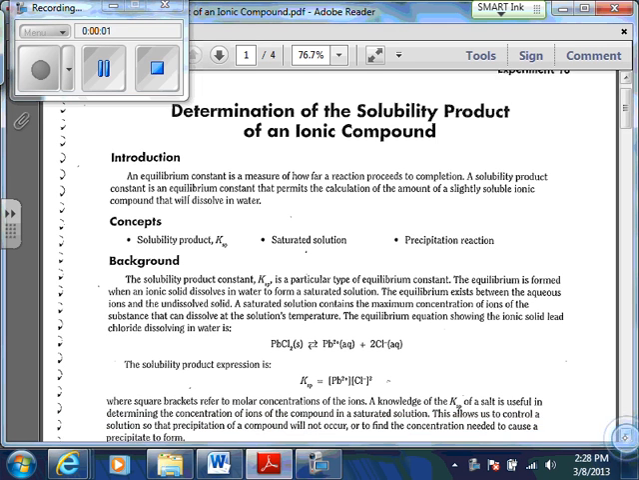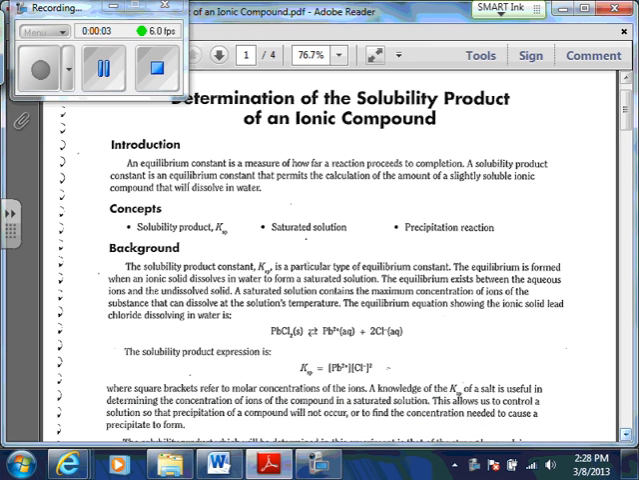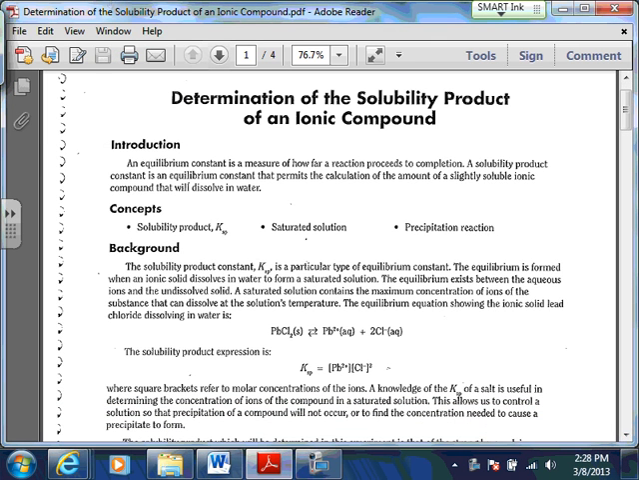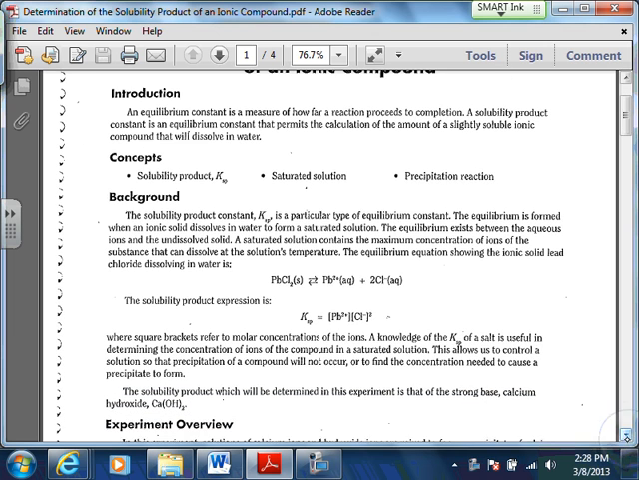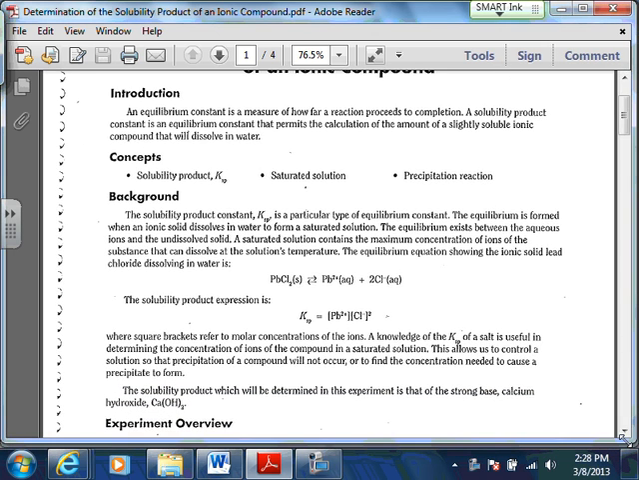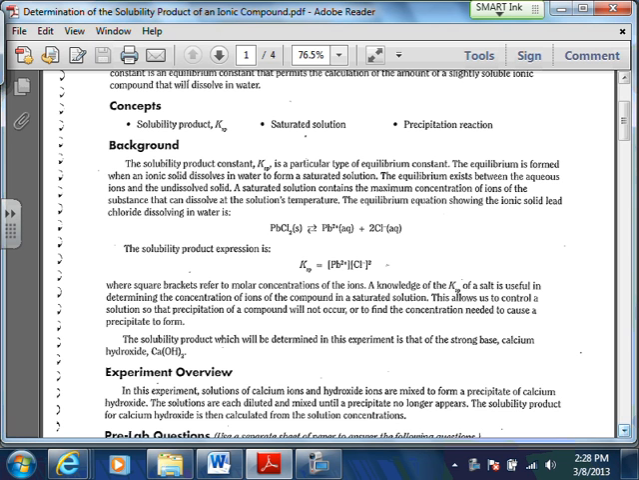We're going to talk about the determination of solubility product of an ionic compound. This is a fairly simple lab. There's not a ton to it. I've got to be honest, I haven't really even looked at the pre-lab for this yet, but it should be fairly straightforward.